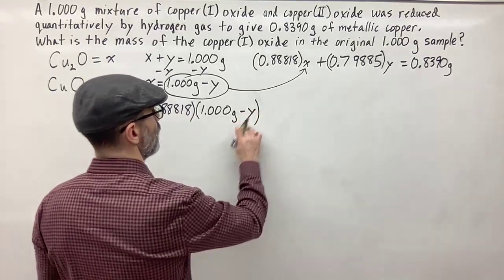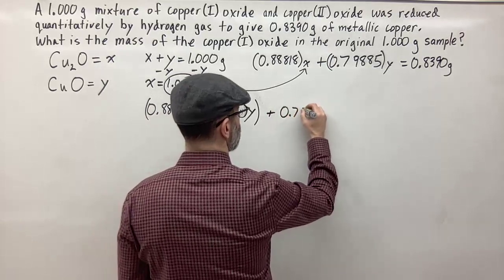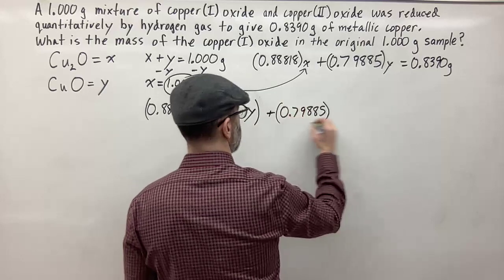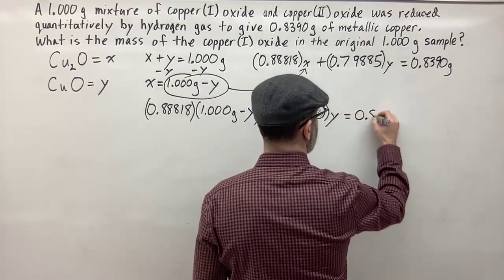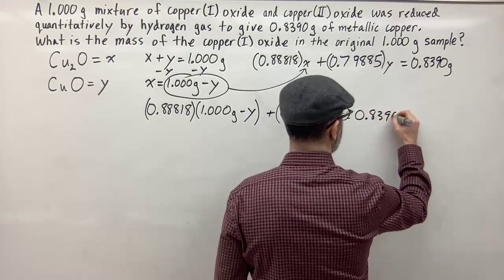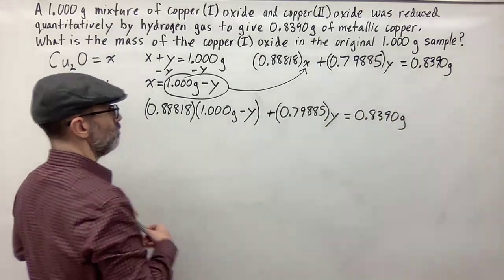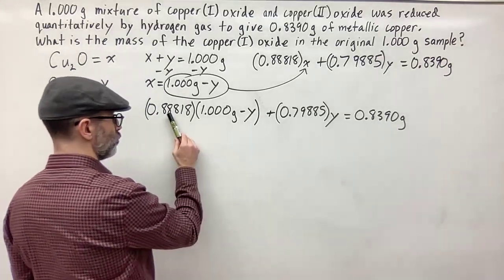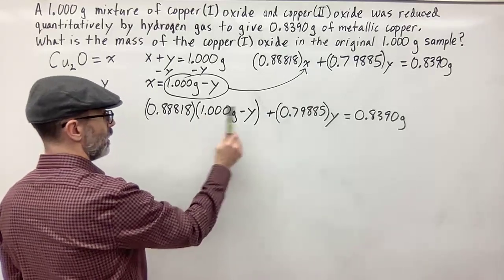And so now this is going to be plus 0.79885 times y. That's going to be equal to 0.8390 grams. So now I have to multiply this through. I have to distribute this through both of these, so I have to multiply this by this and this.